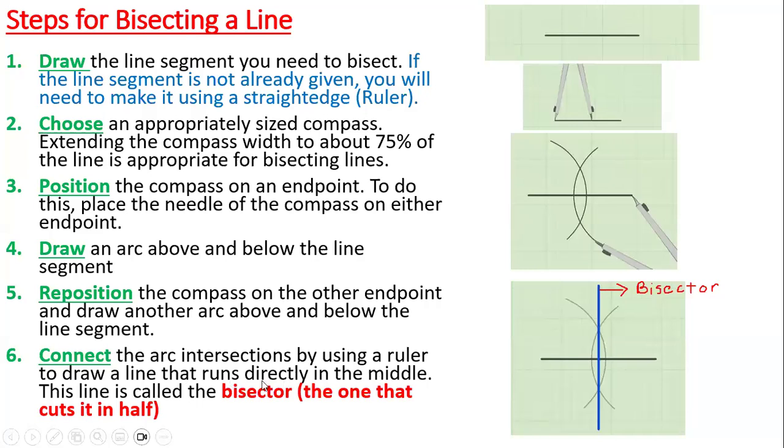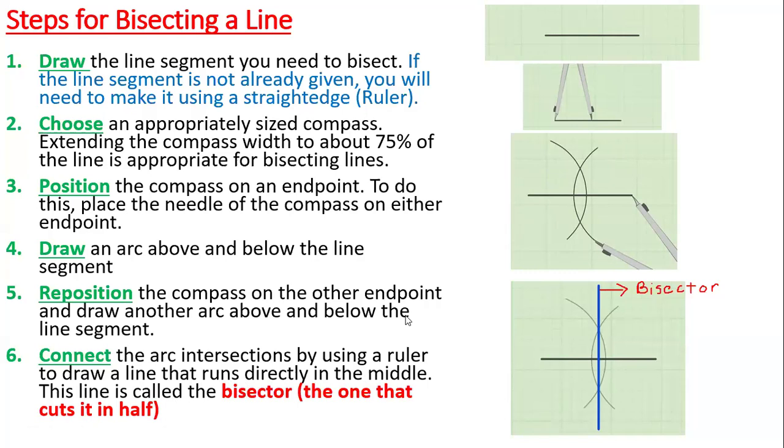This line is called the bisector, the one that cuts it in half. Very good. What is the name of the line that cuts the line segment in half? The bisector. Very good. And this is how we bisect a line. Do you all understand it?